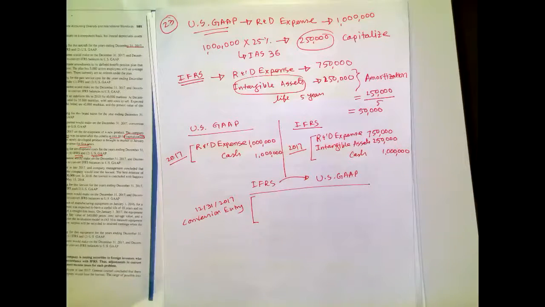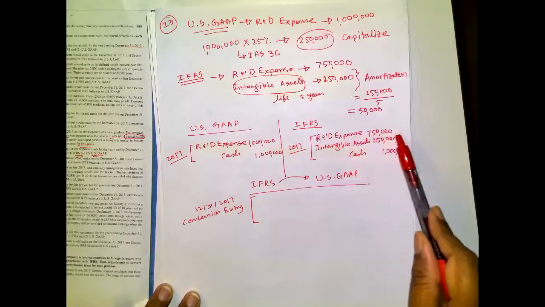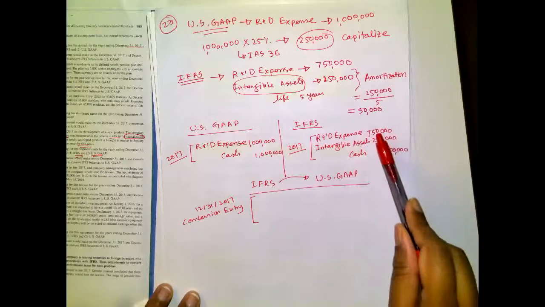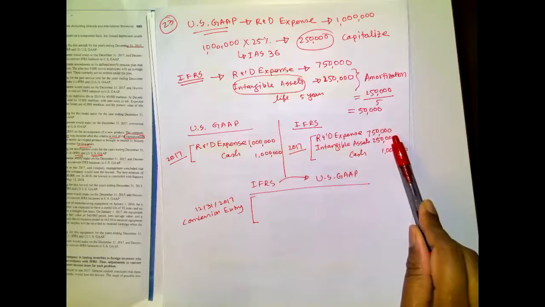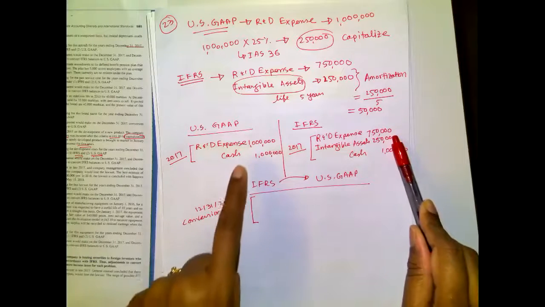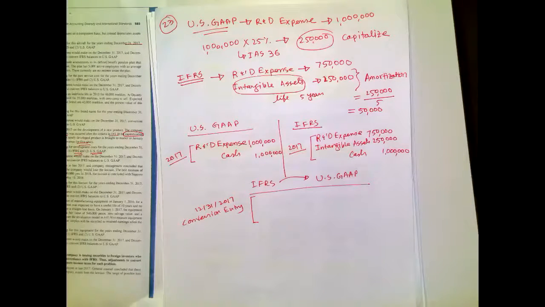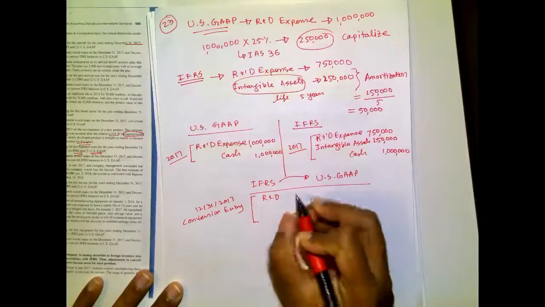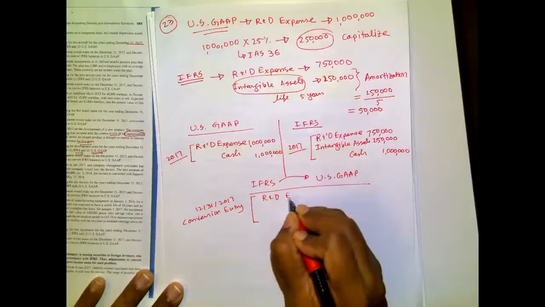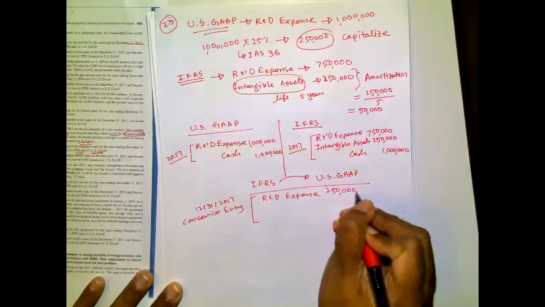R&D expense. Remember, our goal is to show the US GAAP number. Currently, IFRS is showing 750 R&D expense, so their R&D expense is lower by 250. I want to show 1 million R&D expense, so I have to increase R&D expense by 250. Increase expense means you have to debit it. So I'm going to debit R&D expense by 250.